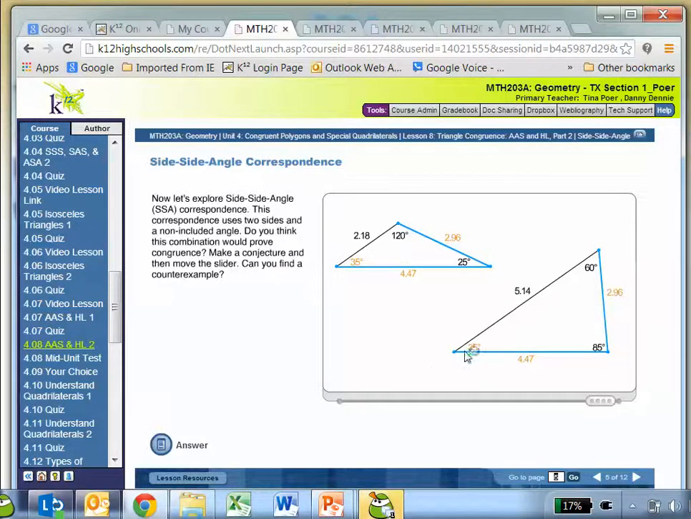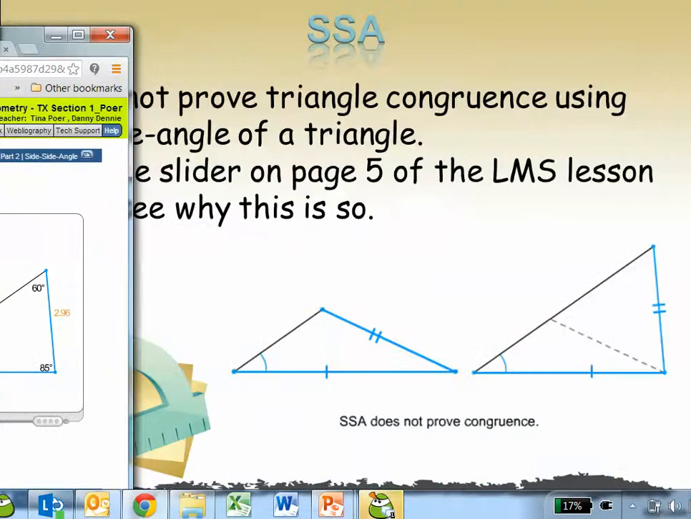Okay, we have an angle that stayed congruent, a corresponding angle, and we had 2 sides that stayed corresponding. But if you look, this corresponding angle up here changed. It went from 120 to 60, and this side over here went from 2.18 to 5.14. So that right there shows you that those 2 triangles aren't congruent based on side-side angle correspondence.